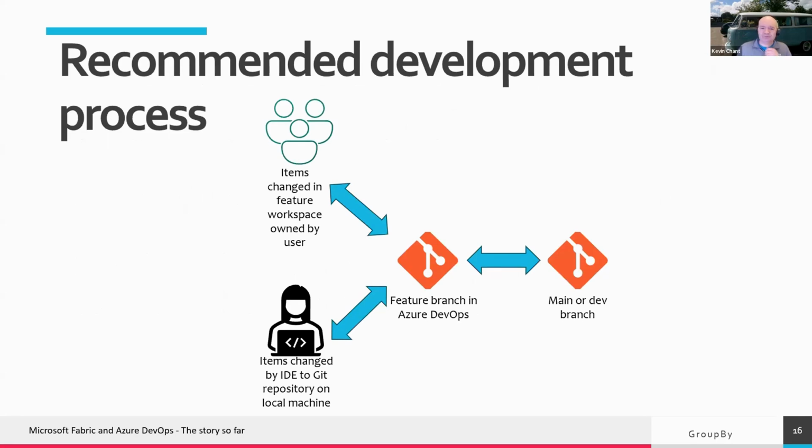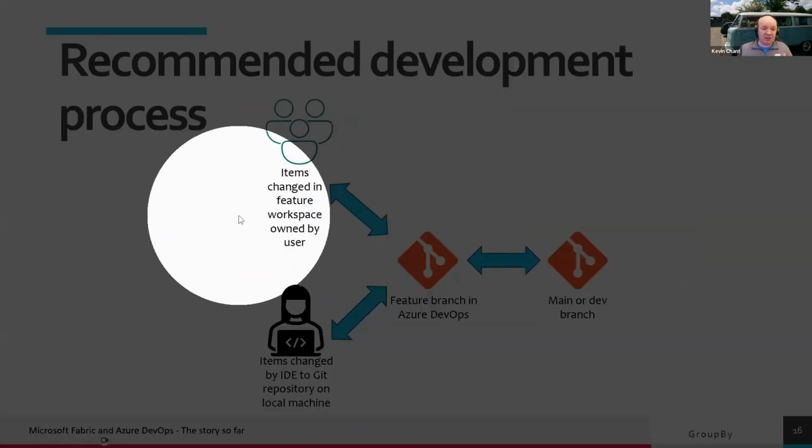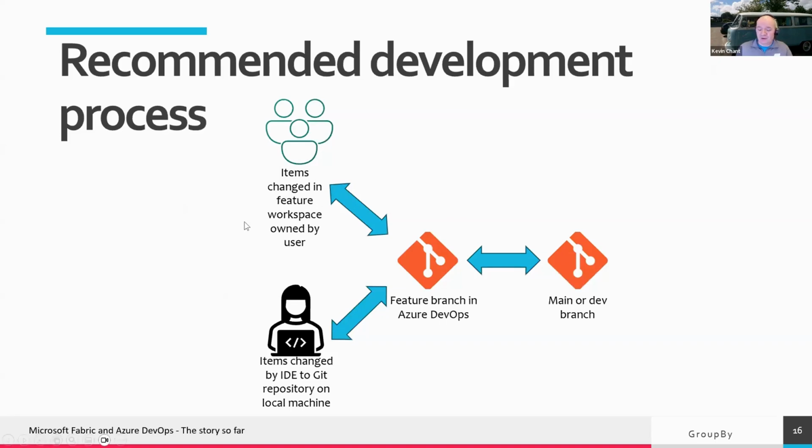So first of all, Microsoft's got their recommended development process where they say that you either do an update in a feature workspace, or you do an update locally in an IDE. So for example, using a Power BI desktop project that's backed by a Git repository. Don't worry, I'll show you all this shortly. And then you synchronize your change with the feature branch in Azure DevOps, so the Git branch in the Git repository, basically, which you can then synchronize to the main or dev branch, which is fine.